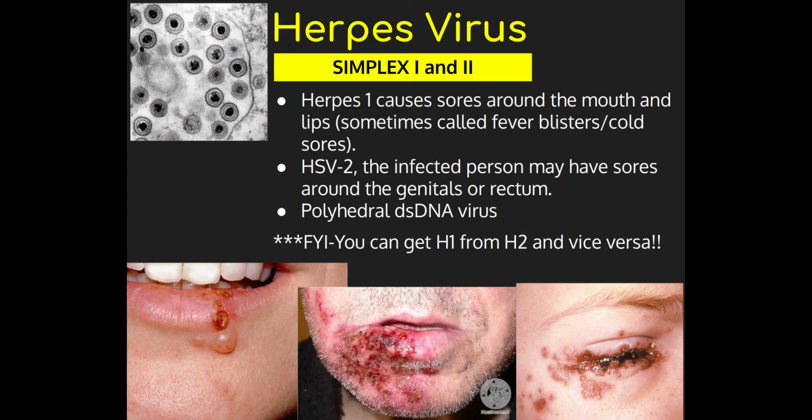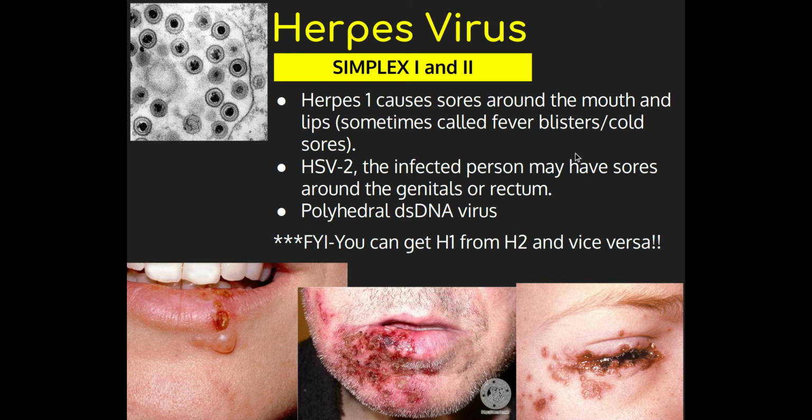The first one we're going to talk about is herpes virus. There's multiple types, but the 2 most common in humans are herpes simplex 1 and herpes simplex 2. Basically, 1 is oral, 2 is genital. It does have a polyhedral capsid, and it has double-stranded DNA. And just FYI, you can get 1 from 2 and 2 from 1, so use your imagination with that.